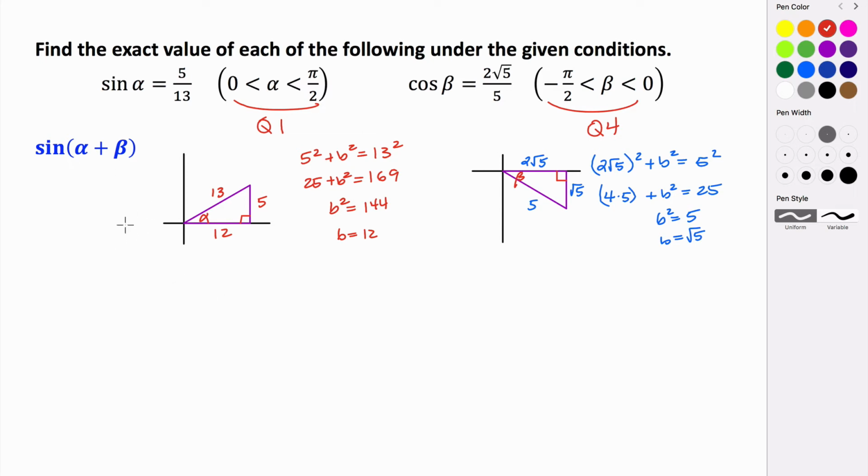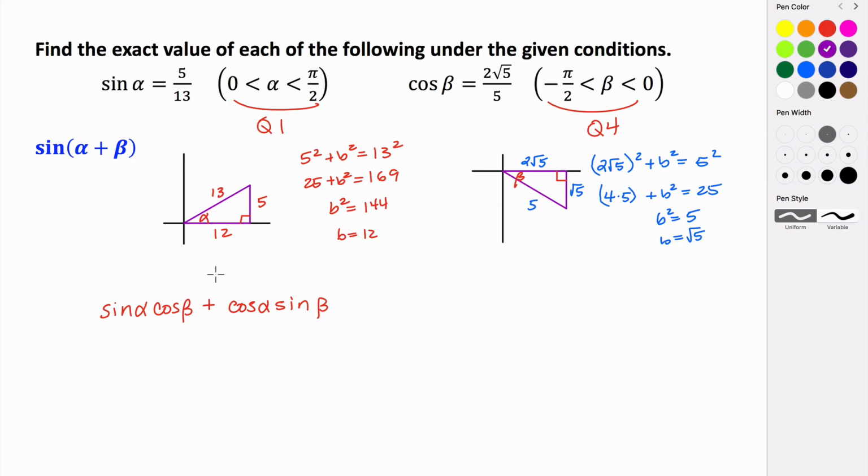Now we have our two triangles, and we can find the sine of alpha plus beta. If you recall from the sum formula for sine, the sine of alpha plus beta is equal to the sine of alpha times the cosine of beta plus the cosine of alpha times the sine of beta.